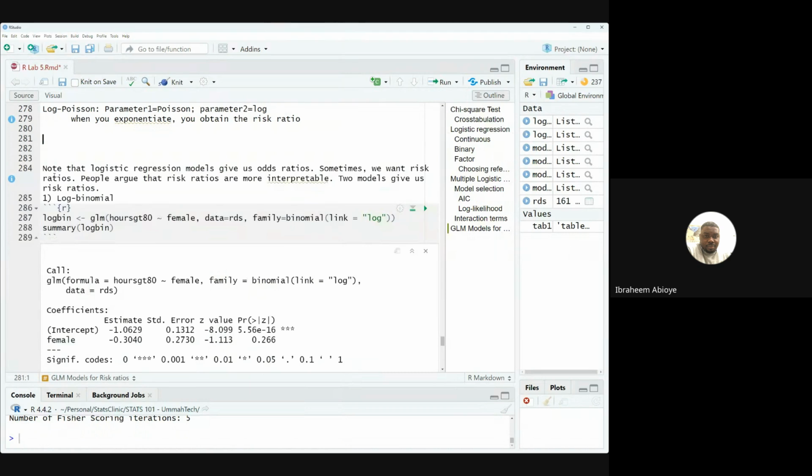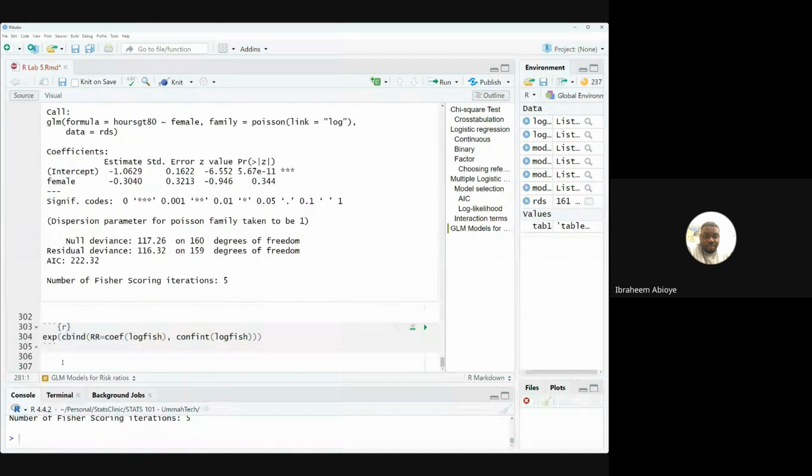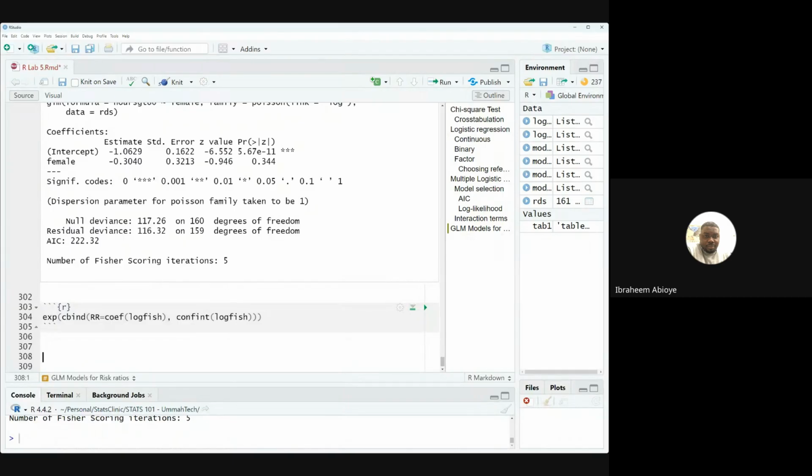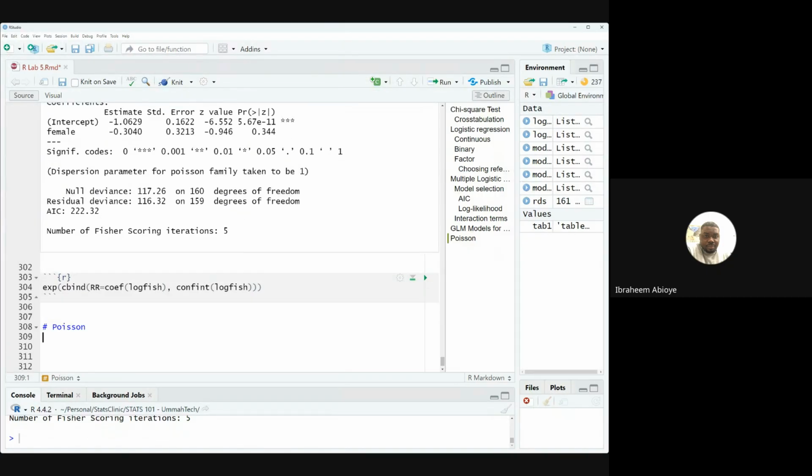I'm going to scroll all the way to the end and talk about the Poisson family of models very quickly. The Poisson family, these are for count variables. And we have seen the first one, which is the log Poisson, essentially where we want to obtain the risk ratio.